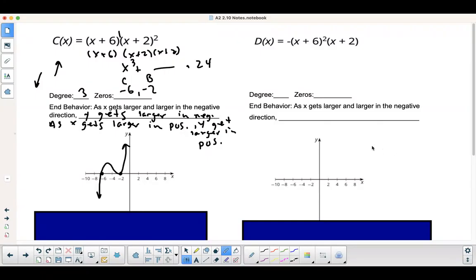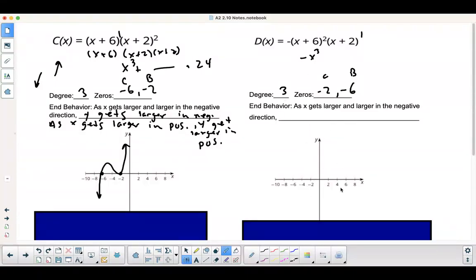Okay? Plot your zeros, put your end behavior on, and then figure out your bounces or your crosses. Here my zeros are -2. Right here, that's a cross because it's an odd. -6 is a bounce. This is going to give me -x cubed for my first term.